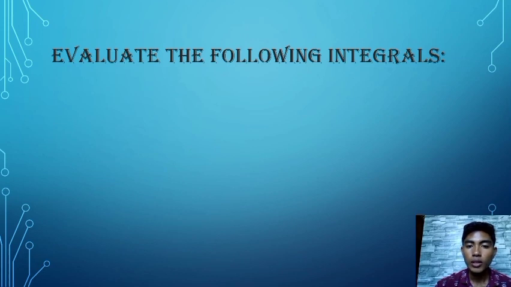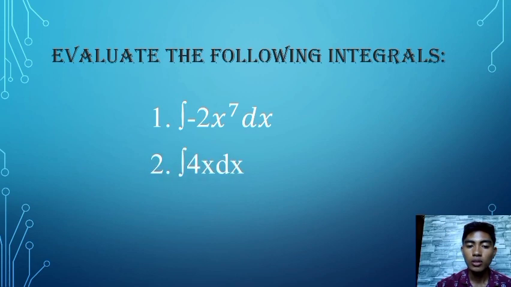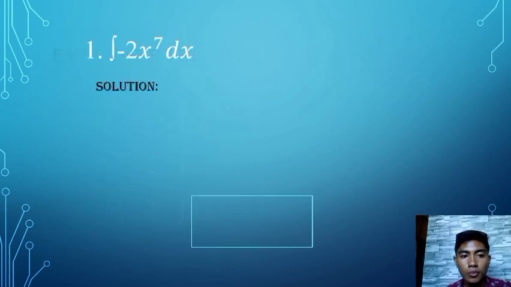Let's evaluate the following integrals. For number 1, the integral of negative 2x raised to 7 dx, and number 2, the integral of 4x dx. For number 3, we have the integral of 4x raised to 5 dx. For number 1, the integral of negative 2x raised to 7 dx.